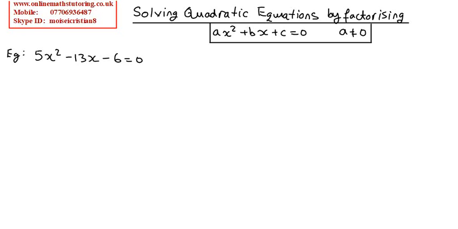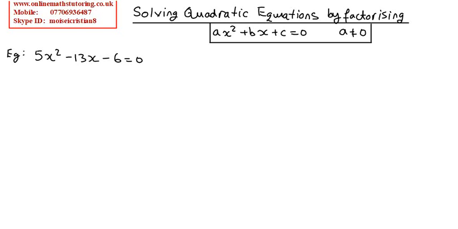I've been teaching the subject of maths for more than 17 years now, and in today's lesson I'll show you how to factorize a quadratic, how to solve a quadratic using factorizing. The general form for a quadratic is ax squared plus bx plus c equals 0. A cannot be 0 because if a is 0 then the x squared disappears, so it goes down to a linear.